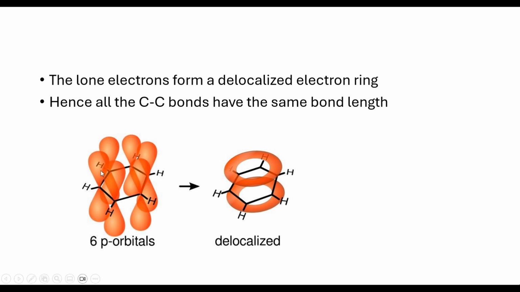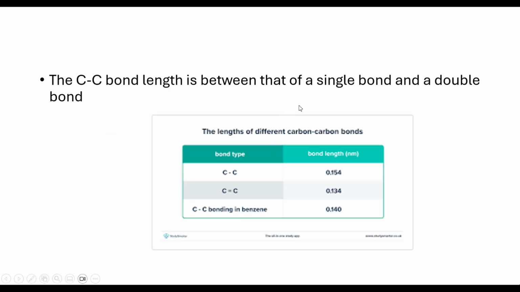So basically, these p orbitals of delocalized electrons create a ring above and below the plane. That's going to be a delocalized electron ring. So they're not localized in small points around the carbons, they're delocalized electron density. And the C-C bond length here is between that of a single bond and a double bond.